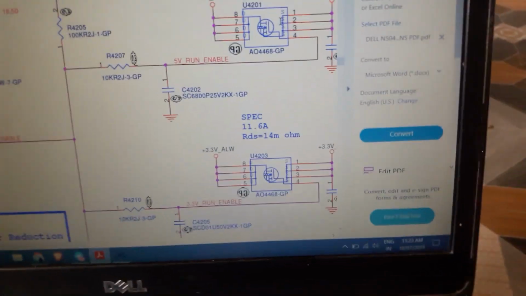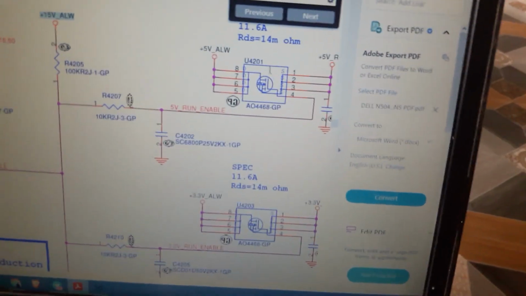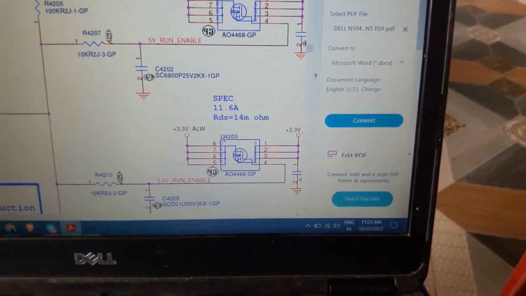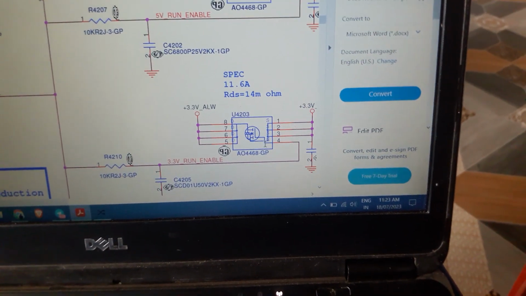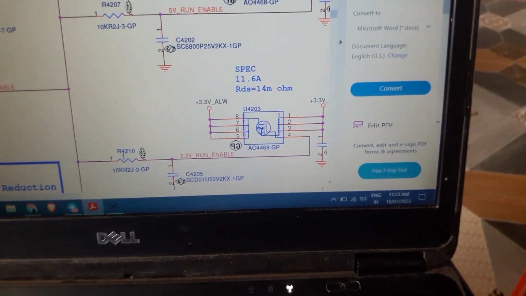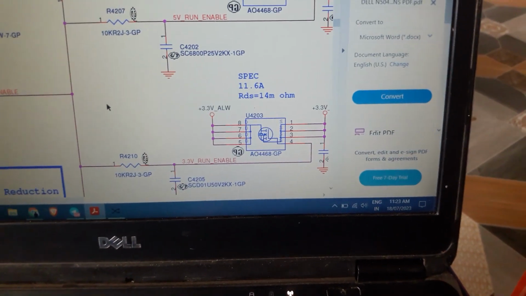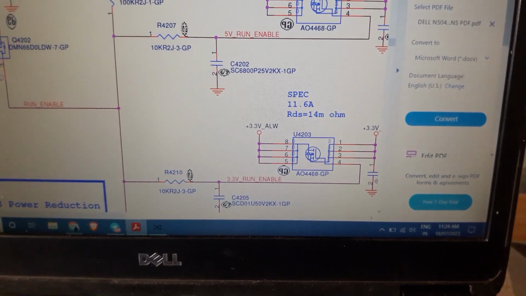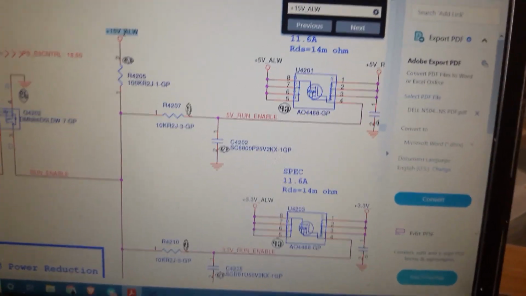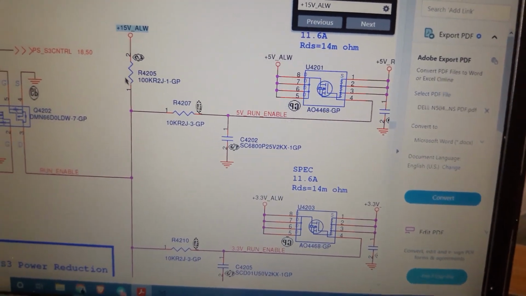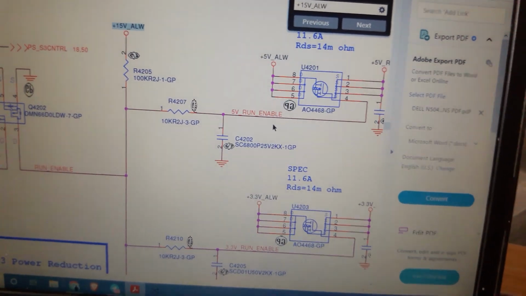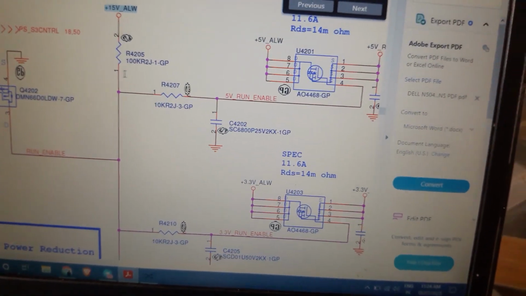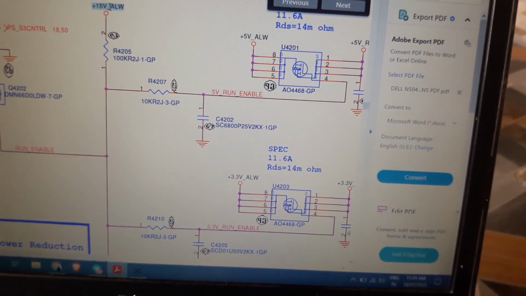Okay, as you can see, these are our two MOSFETs, the 5 volt run MOSFET U4201 and 4203. We have to trace out its gate, and as you can see, the gate is going to R4210 and 4207. Here we have a voltage divider circuit. This is the 15 volt always supply, which is coming to this resistor, and this is R1, this is R2. When I diagnosed, this 15 volt was missing.